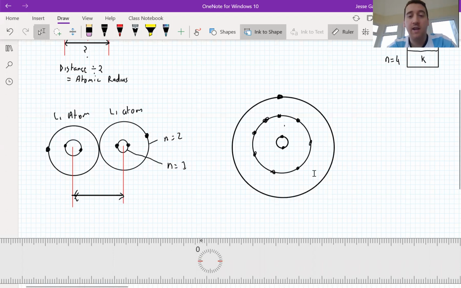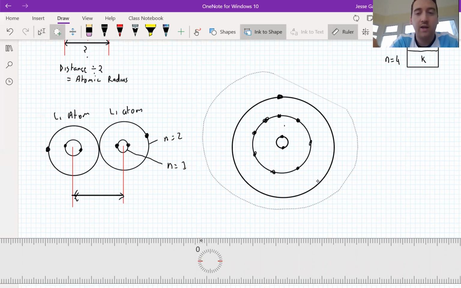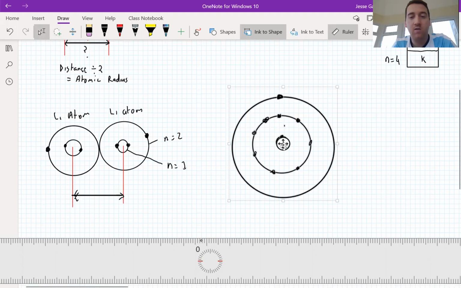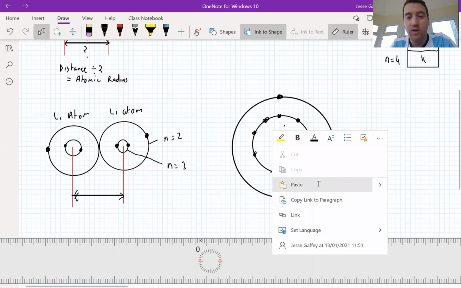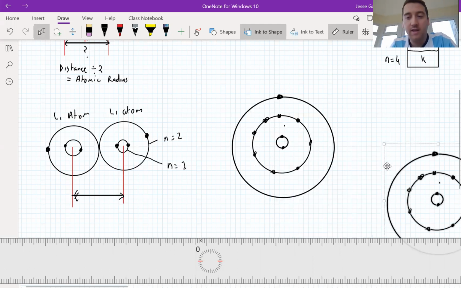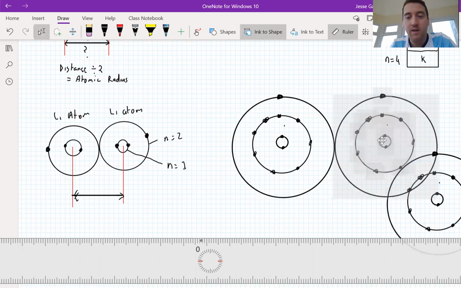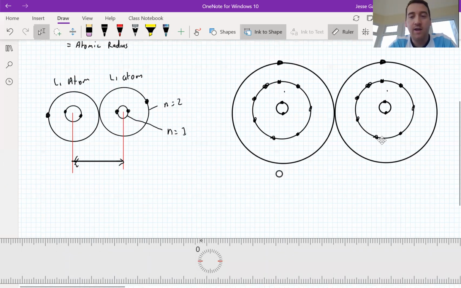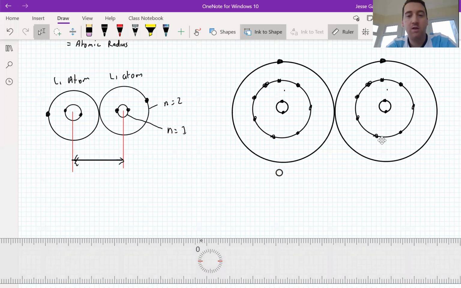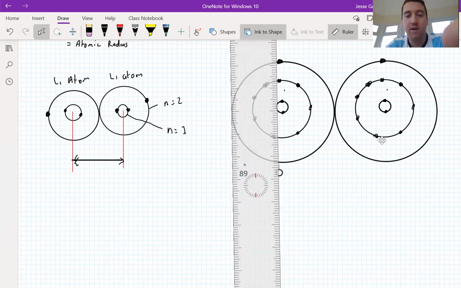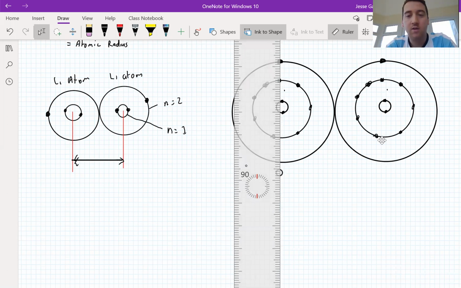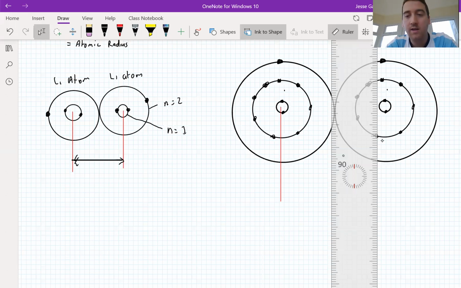As you can see here, the atom is obviously bigger. And this is because it's got an extra shell. It's got more electrons, which means it's got an extra energy level. So instead of drawing, I'm just going to copy it. It just makes it easier than drawing it out again. And it's the exact same atom, as you can see. And to get the atomic radius here, again, I would do the same thing. I would measure the distance between the nuclei and divide it by 2. I would do it like this. And like this.